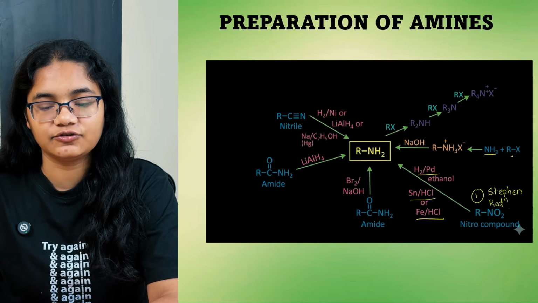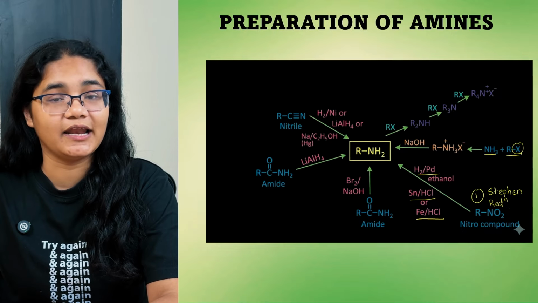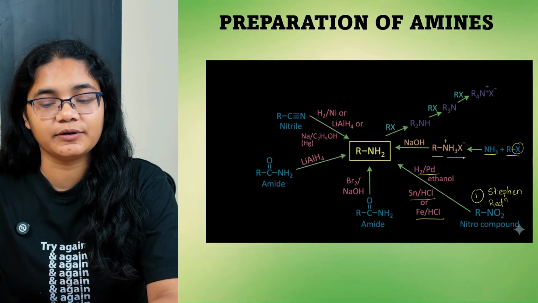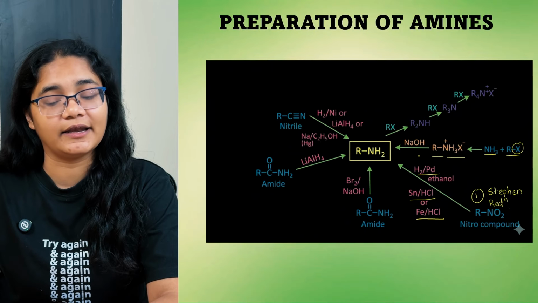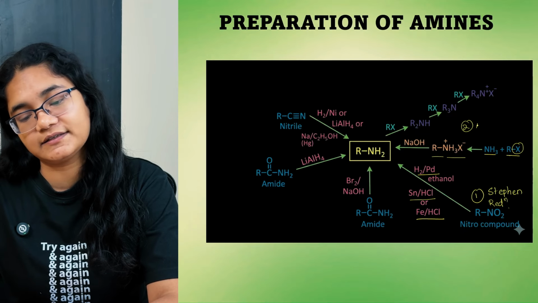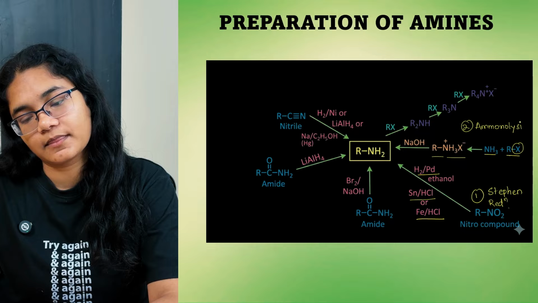Okay, Stephen reduction. Now the next one we have is ammonolysis of haloalkanes. So if you take NH3 and treat it with RX, what will happen? This X will be replaced with the NH2 group. So you will get RNH3+ X-. And again, if you treat it with NaOH, then you will get RNH2. So this is the second one, that is ammonolysis.